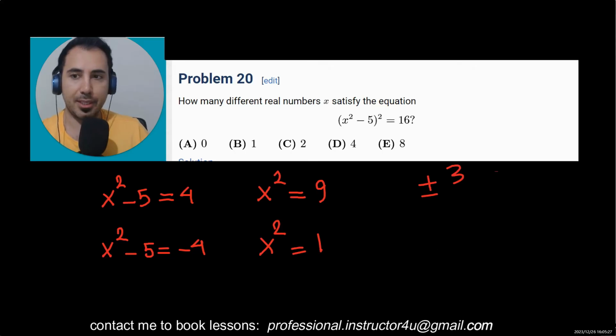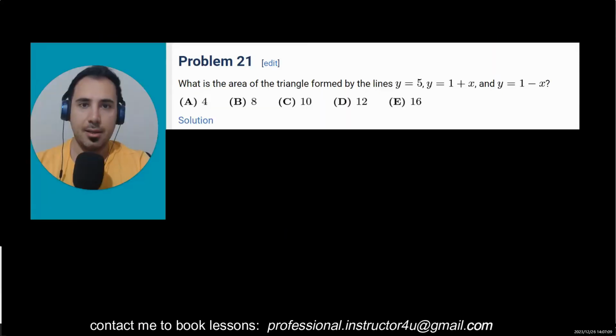With the same reasoning, -1 times -1 is 1. And of course, 1 times 1 is 1. So this one will give us 2 options, +1 and -1. So how many different real numbers x satisfy the equation? As you see, we're going to have 4 numbers as solutions.